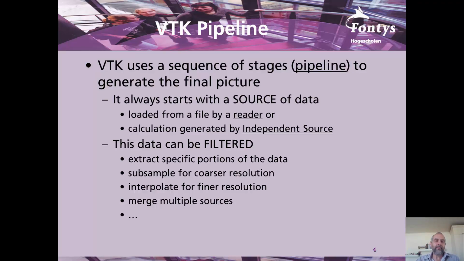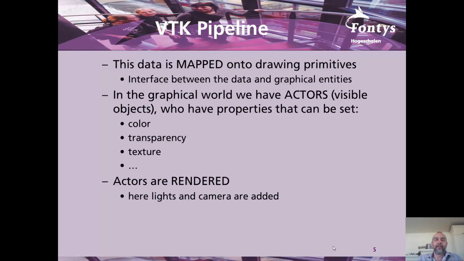Then we have a filter stage, because not always do we want to use all the data. Sometimes we want to filter data because it's too much, or it contains parts that we don't want to see. That's the second stage of our pipeline. It's optional. We always have a source, but not always a filter. But it can be added to the pipeline.